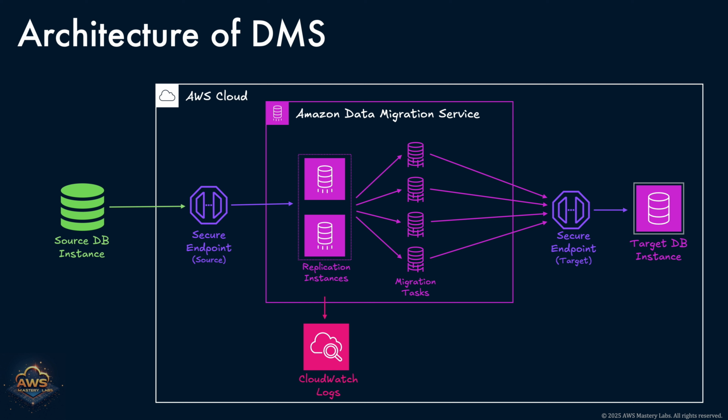This endpoint handles authentication, connection security, and ensures that data is read safely and efficiently. From there, the data flows into the DMS replication instance. This instance acts as the engine of your migration. It's where migration tasks are created and executed, and it plays a critical role in orchestrating the entire migration process.